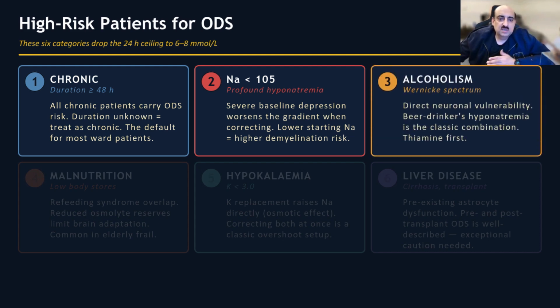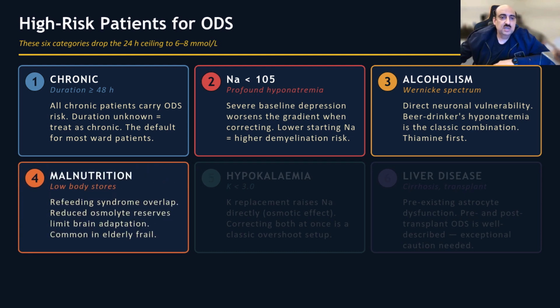Number 3, alcoholism, direct nutritional vulnerability. The beer drinkers' hyponatremia is a classic combination of chronic low sodium plus thiamine deficiency, and so that's why you need to give high doses of intravenous thiamine. Number 4, malnutrition, so again, reduced osmolyte reserves, due to the general malnutrition, poor nutritional status of the patients can lead to the brain's inability to adapt properly.